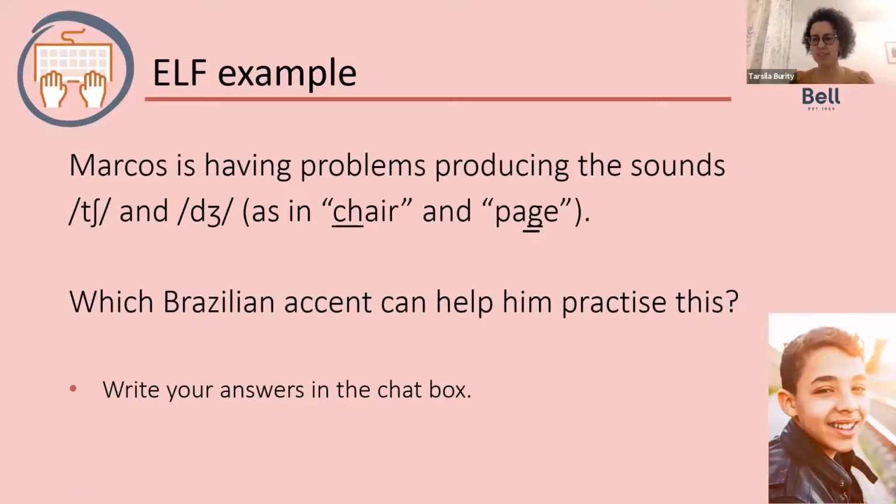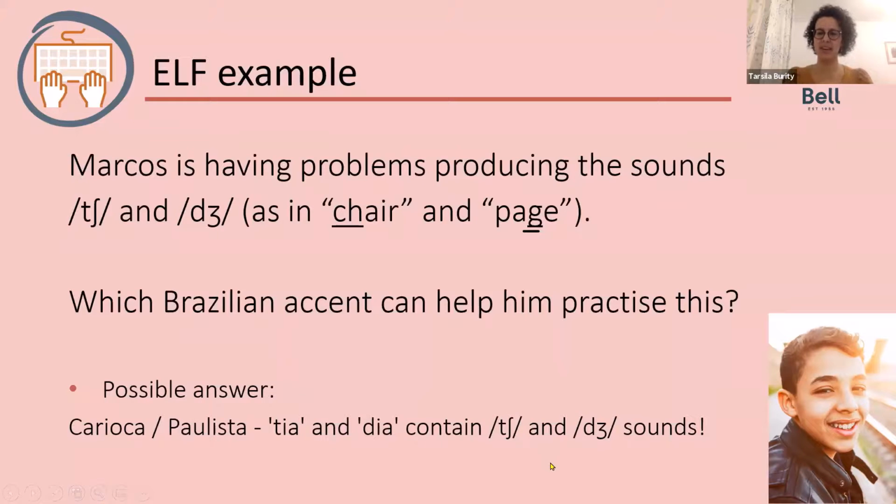So lots of different possibilities, right? I think it was Layani who suggested carioca, for example. There isn't a right or wrong answer, but carioca is a good example because, next slide, as you will see, the accent from Rio de Janeiro and the accent from São Paulo contain those sounds in words like chia and gia. So the ch from chia is similar to, or actually the same as, ch in chair. And j from gia is the same sound as j in page.